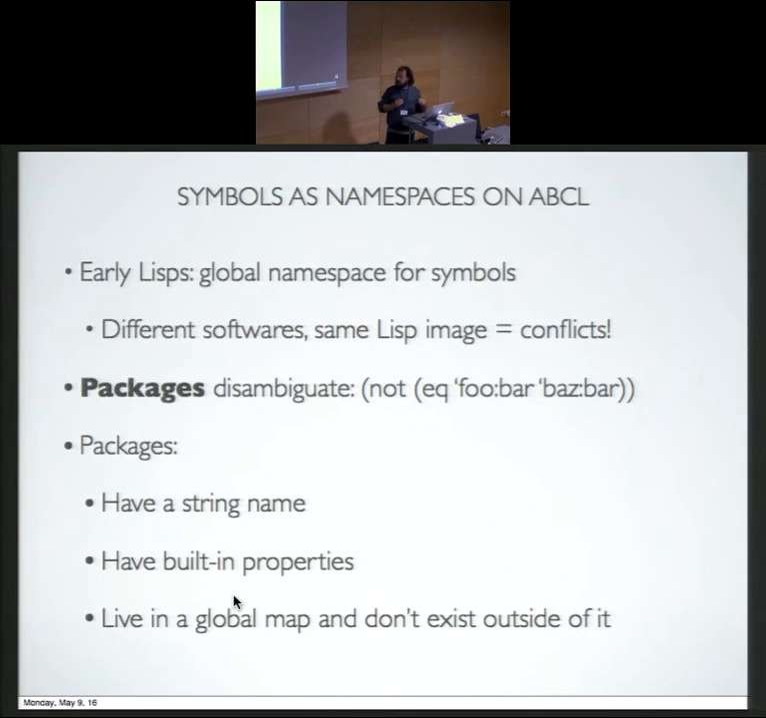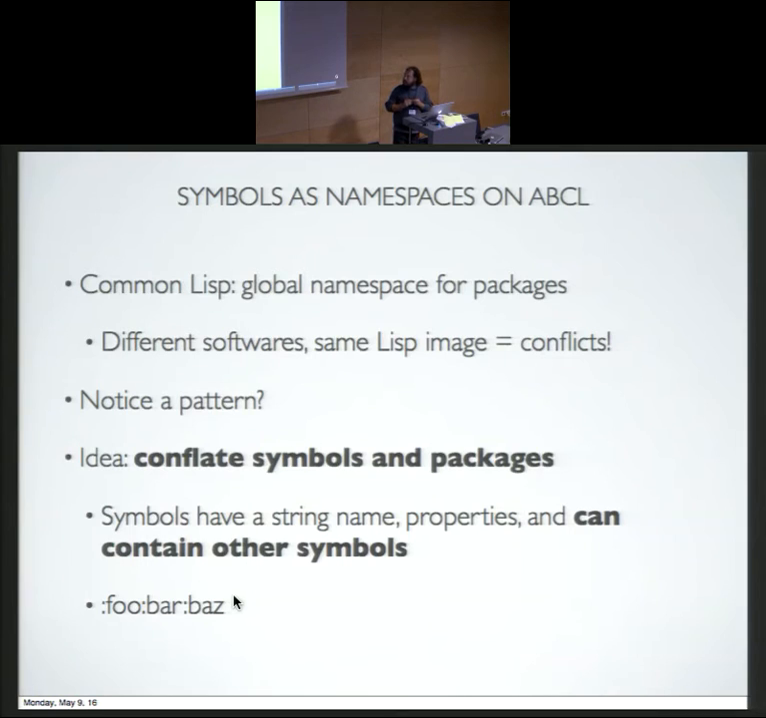Packages themselves have a name, which is a string. They have properties, like a list of exported and internal symbols and so on. And they live in a global map. So there is a single environment for packages, and they don't really exist outside of that environment. Because if you delete the package, it still exists as an object, but you cannot effectively use it. So nowadays, we have huge software built of several open source libraries, and also different versions, like the previous talk said. So we're starting again to have a problem.